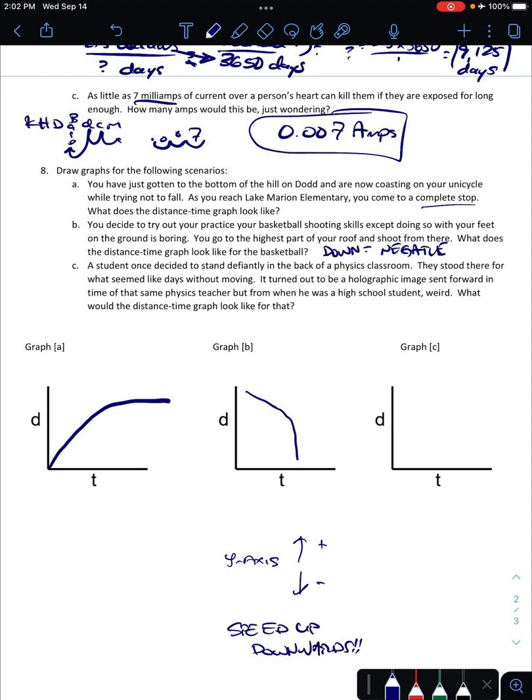A student once decided to stand defiantly in the back of the room. They stood there for what seemed like days without moving. It turned out to be a holographic image sent forward in time by the same physics teacher, but when he was a high school student. Weird. What would the distance versus time graph look like? If he's not moving, that's gonna be a nice straight line like that, all right? Because the distance doesn't change over time, so it just stays the same. All right, let me know if you got questions.